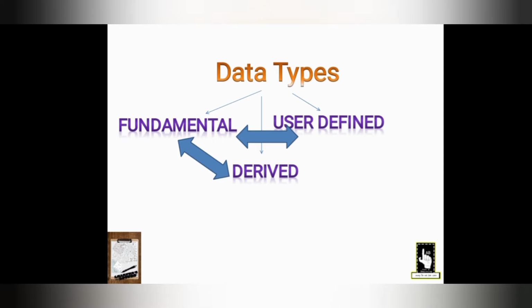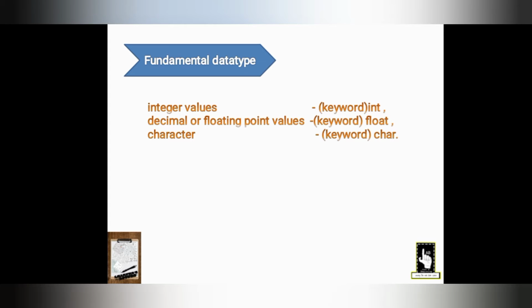The data types we are speaking about here are classified into three: fundamental data types, derived data types, and user-defined data types. Fundamental data types are the basic data types available. In C, there are three basic data types. They are integer values, with the keyword int; decimal or floating point values, with the keyword float; and character values, with the keyword char, C-H-A-R. These are also called primitive data types.